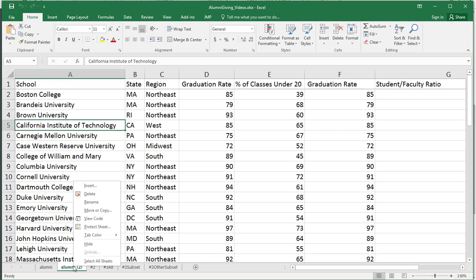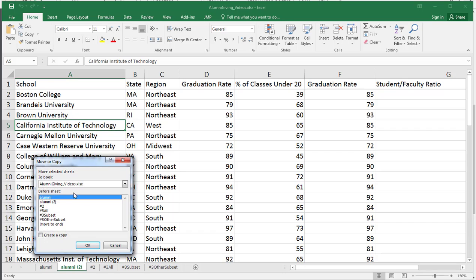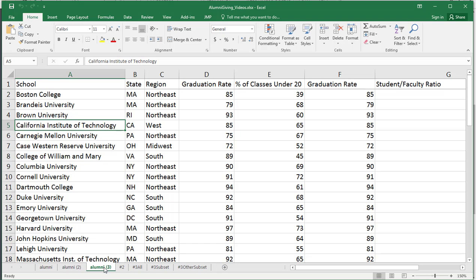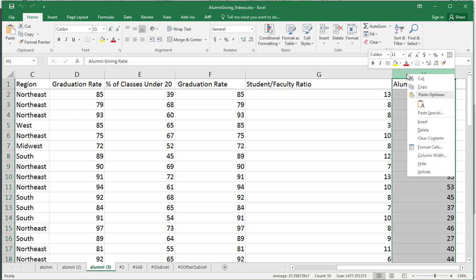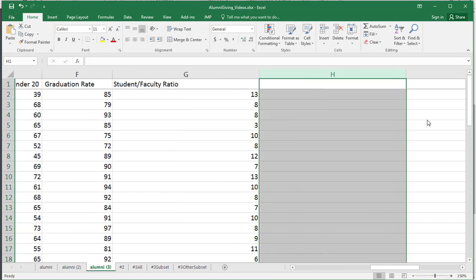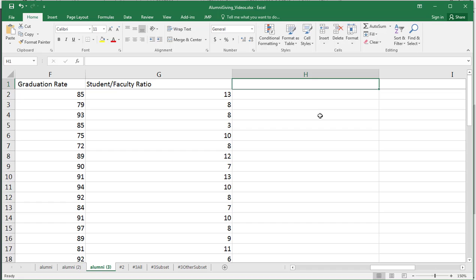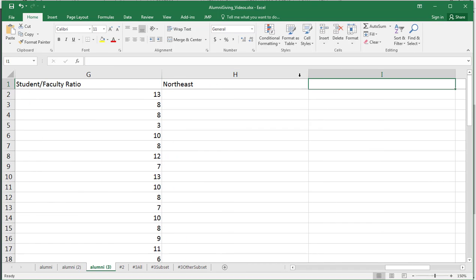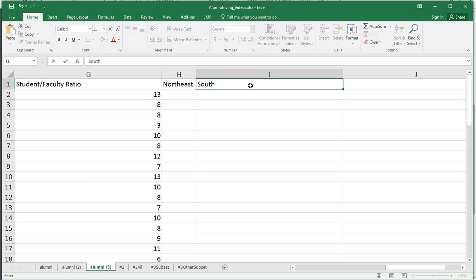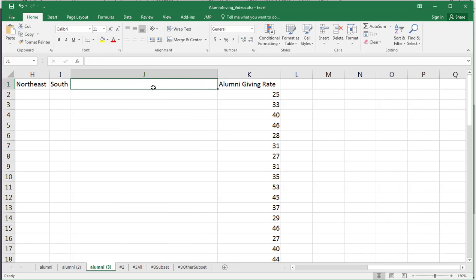So the first thing I'm going to do is copy Alumni 2 and put it here. And now it's Alumni 3. I did that because I need to create some more variables, and they need to be contiguous. So I need 3 variables, so I'm going to insert, do that 3 times. This is going to be Northeast. Next is going to be South. And the final dummy variable is going to be Midwest.